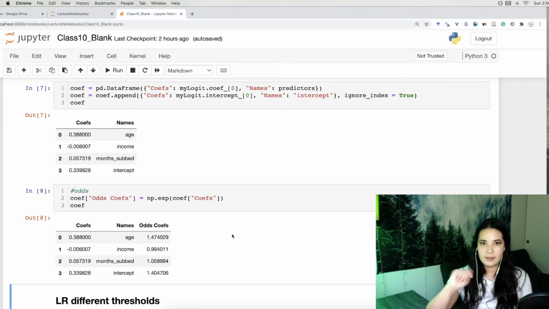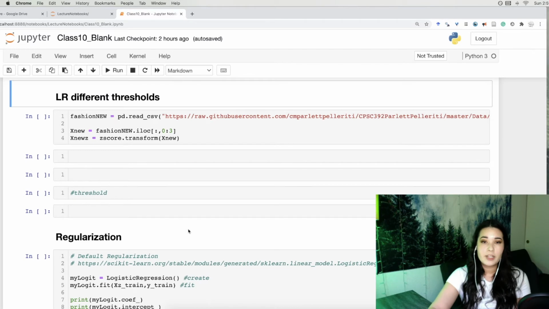So hopefully that makes sense in how you can interpret the coefficients, both in terms of log odds or in odds. I will say that if you're presenting your results to people who aren't familiar with logistic regression or log odds in general, sometimes odds can be at least a little bit more intuitive for them.